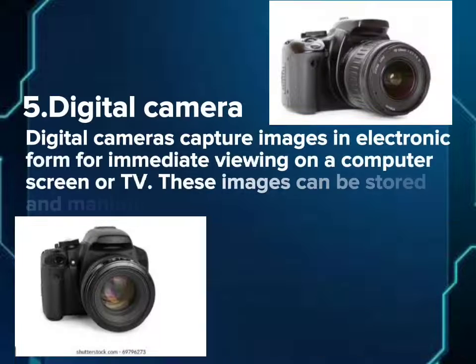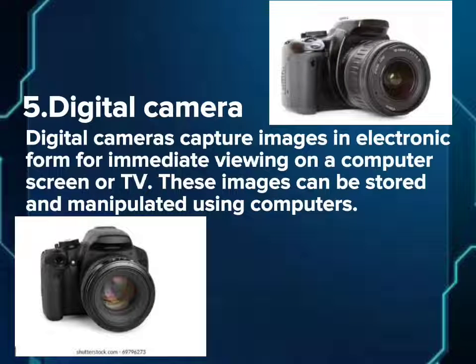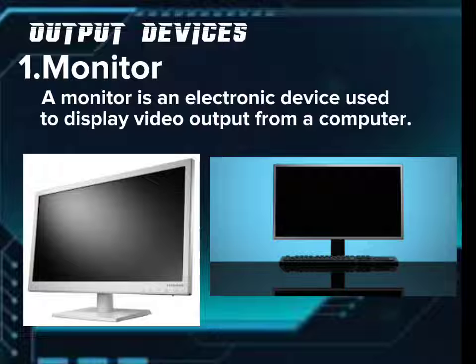Number 5 is digital camera. It captures images in electronic form for immediate viewing on a computer screen or TV. These images can be stored and manipulated using computers. Output devices. Number 1 is monitor. It is an electronic device used to display video output from the computer.